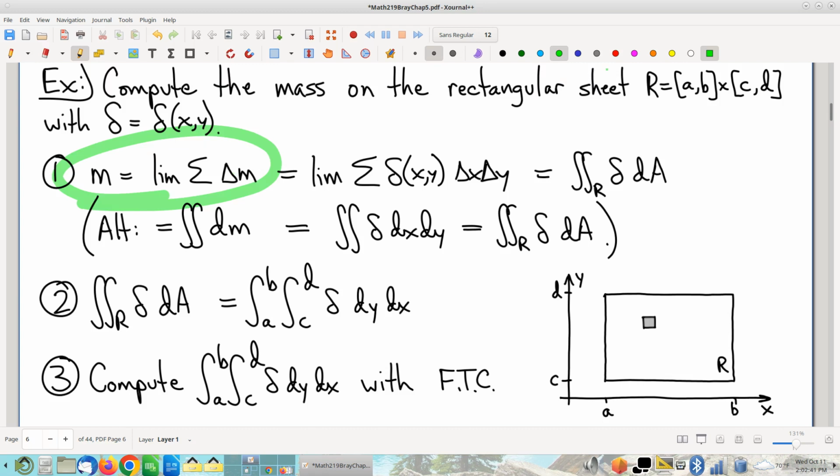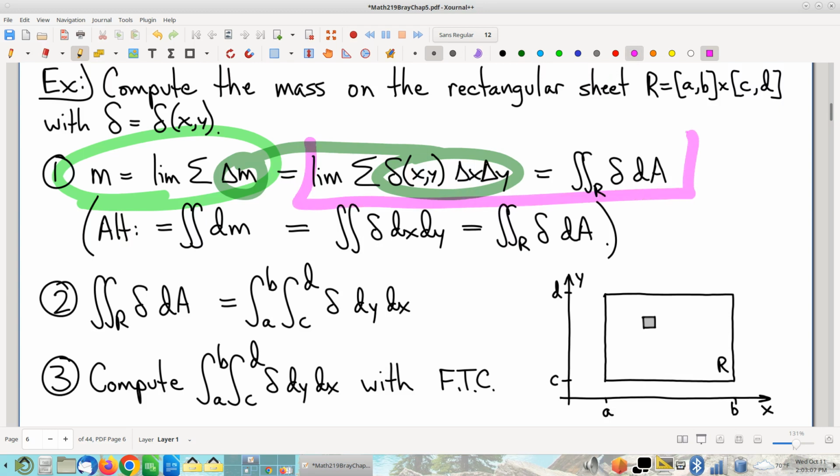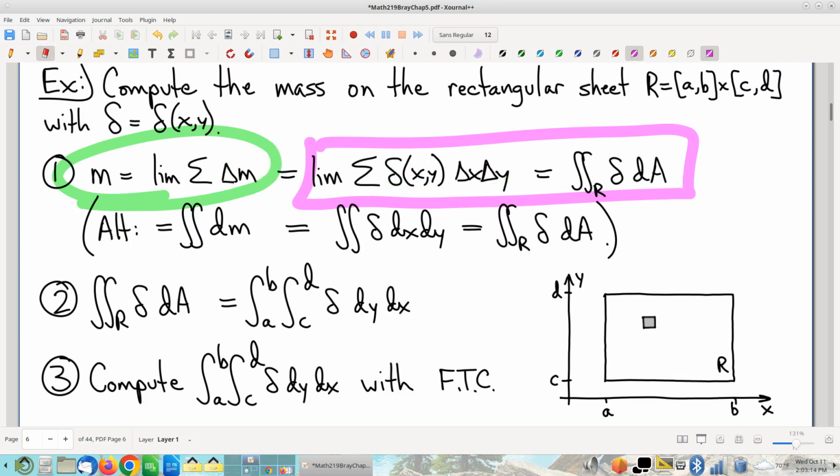On any given little piece of mass, mass is density times area. Nice and simple, right? If you know mass per unit area, that's what you multiply by area to get mass on a little small thing. And then, of course, you'll notice that this is, right here, straight up the definition of a double integral.